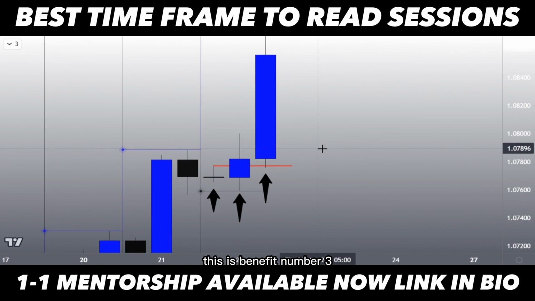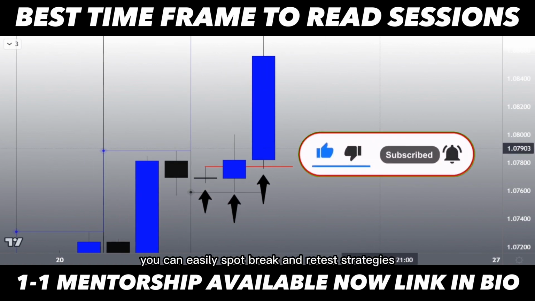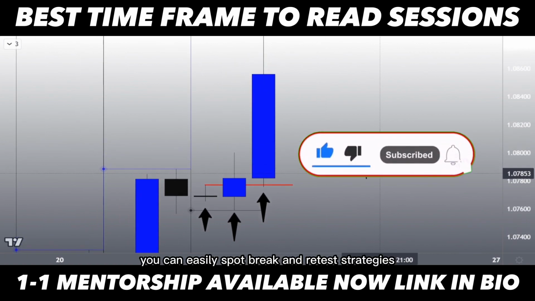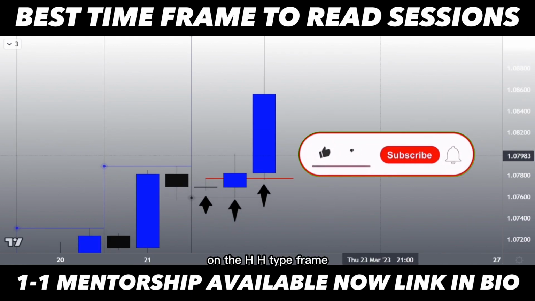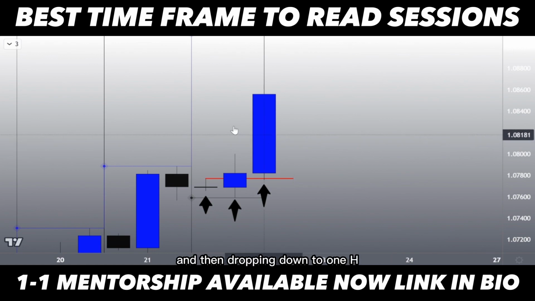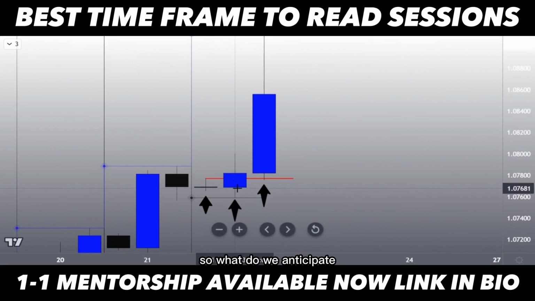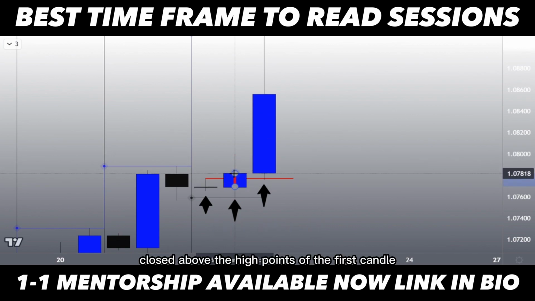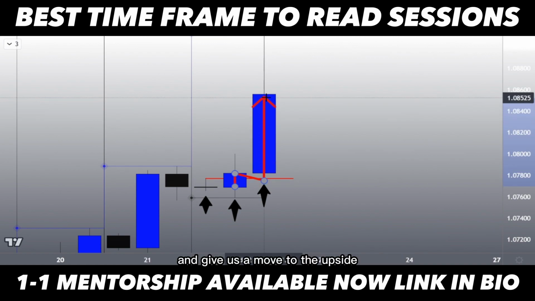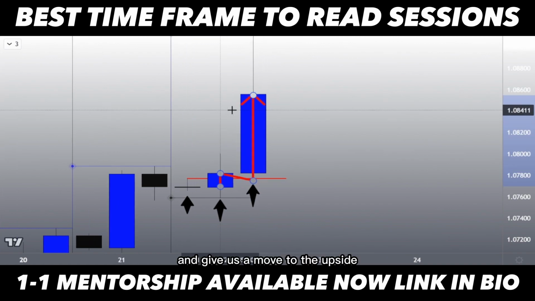This is benefit number 3. You can easily spot break and retest strategies. You can easily trade the break and retest method on the 8H time frame and then dropping down to 1H. So what do we anticipate? Price open here, went all the way here, closed above the high point of the first candle. So we expect the price to retest this structure level and give us a move to the upside.